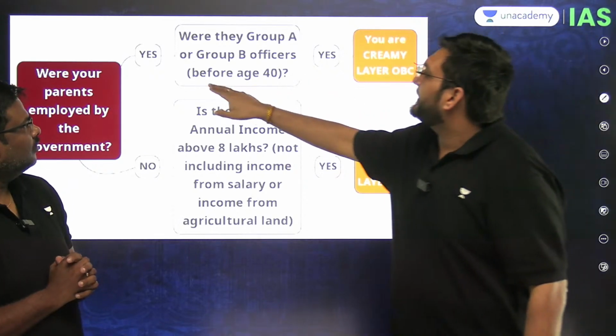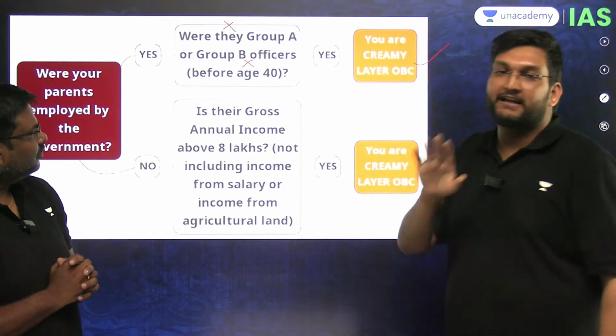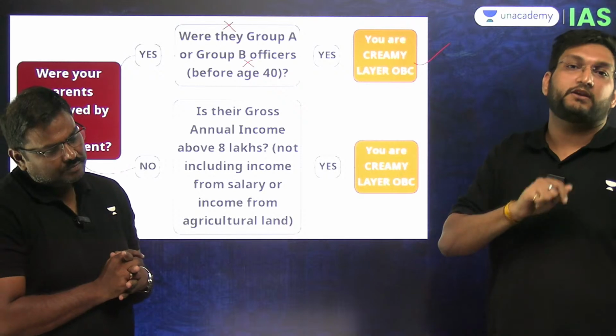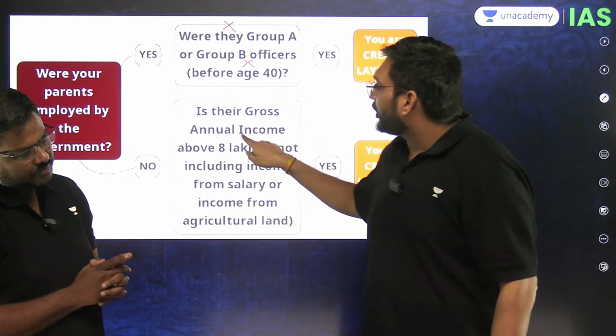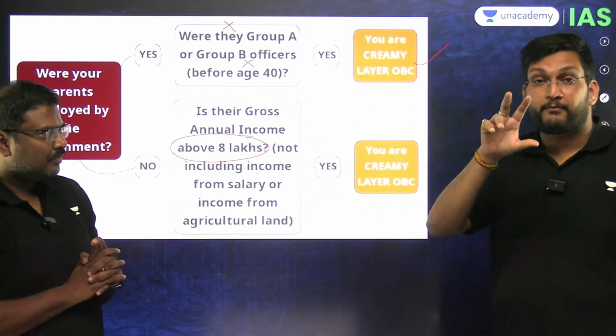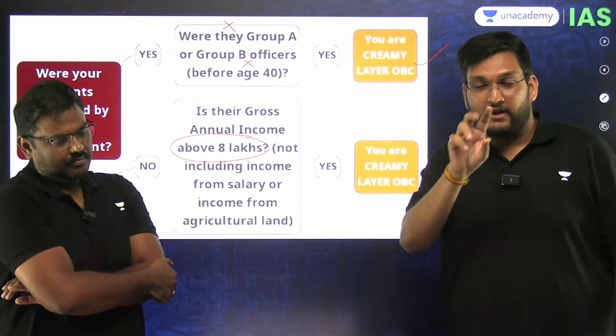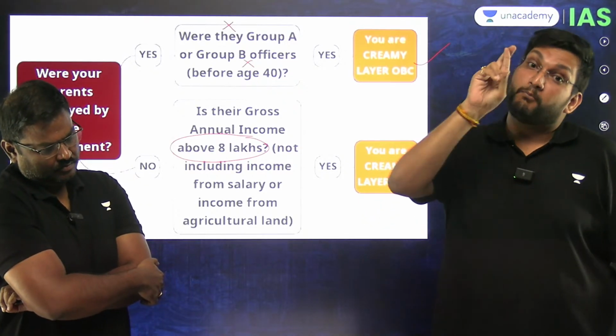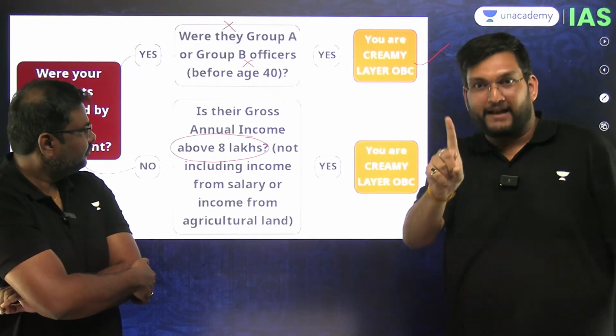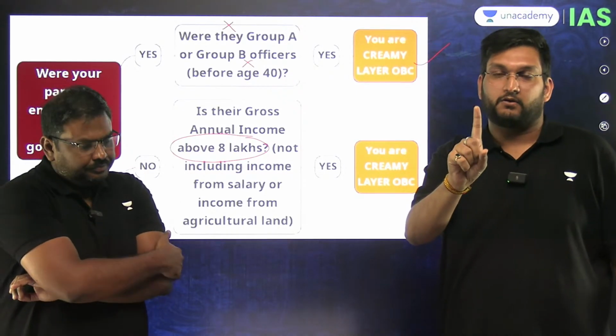Second is, no, my parents are not Group A, Group B officers. They are private individuals. Then what is the criteria? Then it is gross income of the parent. If both parents are working, then both are taken into account. If one parent is working, only one is taken into account.